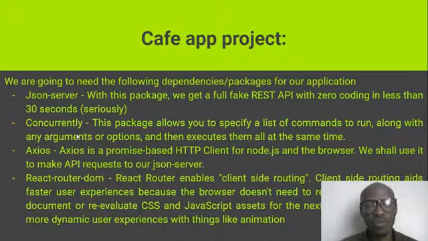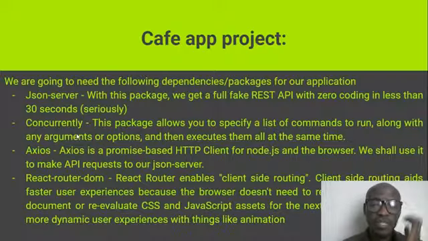And for this build, we're going to need some dependencies, which we're going to install using the package manager. One of them is JSON Server. With this one, we're going to have a fast API, but we're not going to write any code to create the server. And then we have concurrently. This one basically allows us to run our back end and our front end using one command at the same time. Then we have Axios. We're basically going to use it to make API requests to our JSON server that we shall set up. And then we have React Router DOM. This one is what is going to enable client-side routing.